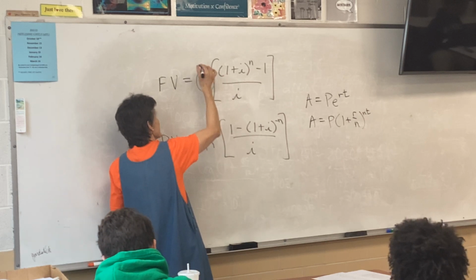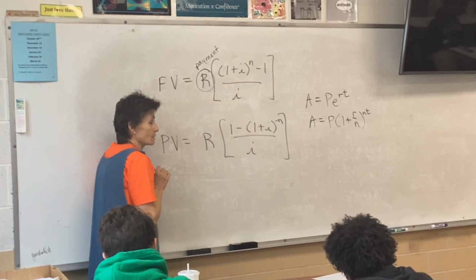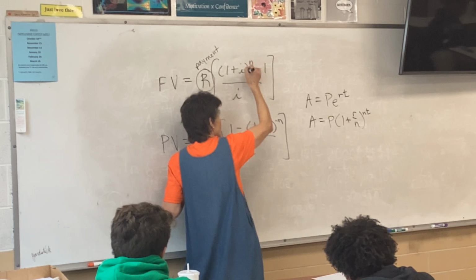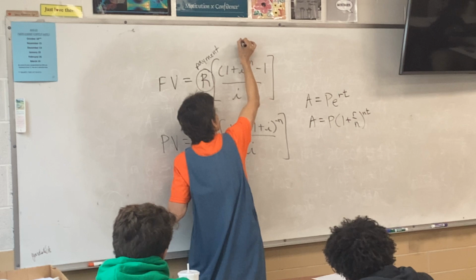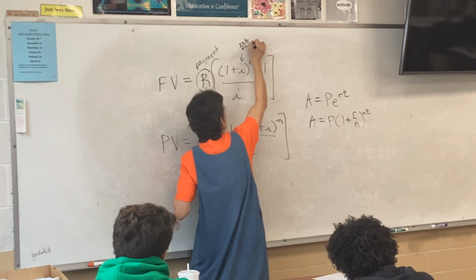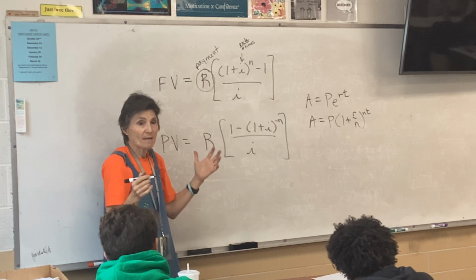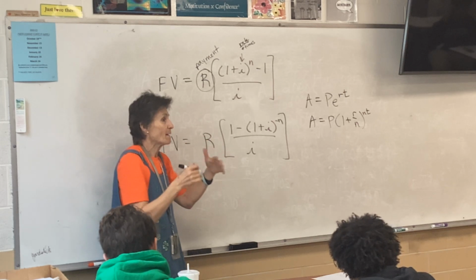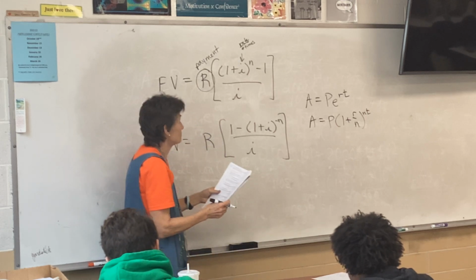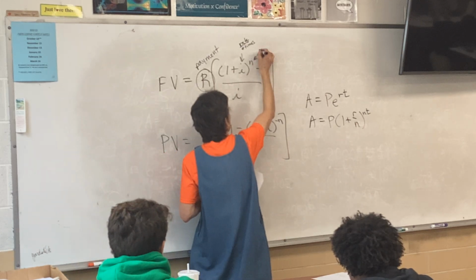R is the amount of the payment. That is the payment amount. I is the interest rate divided by the number of times a year we're compounding, or number of times a year we're making a payment. So if it's monthly, making a payment every month, N is the total number of payments.